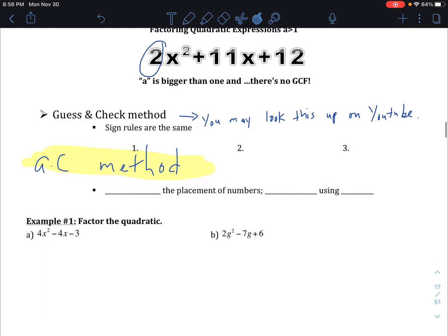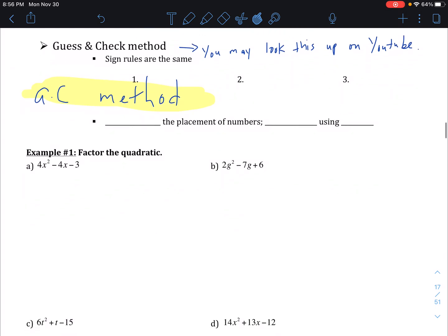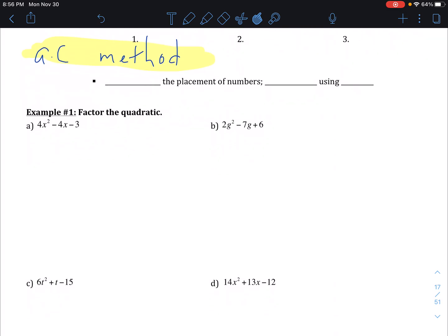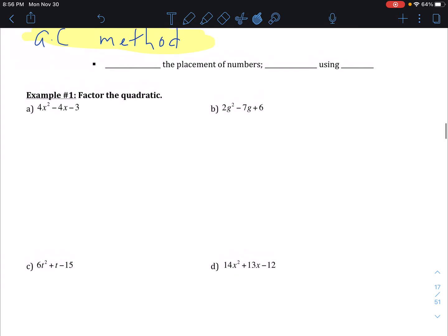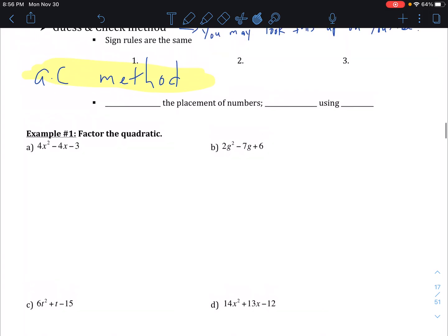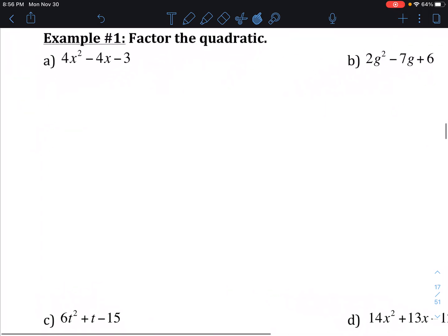Now, other teachers like to use this guess and check method. I'm not a huge fan of the guess and check method. I like nice structure to things sometimes. If you want to learn the guess and check method or may have done it before in Algebra 1, please feel free to use it if you want. Just look up guess and check method on YouTube. I'm going to do another popular method called the A times C method today. I'll provide a link if you want to check out the other methods, or this method or the other one.